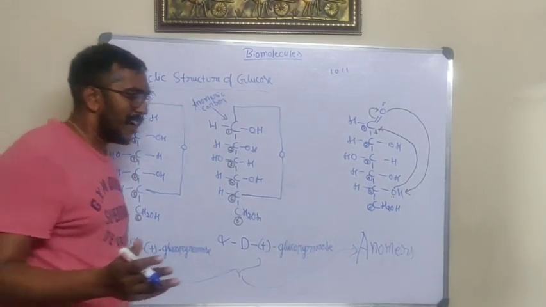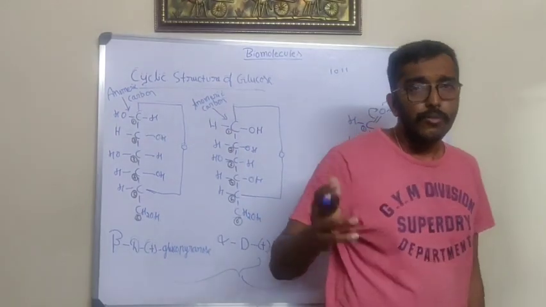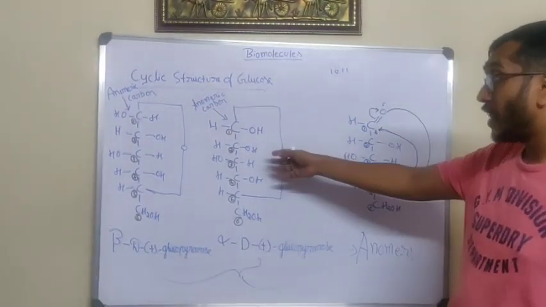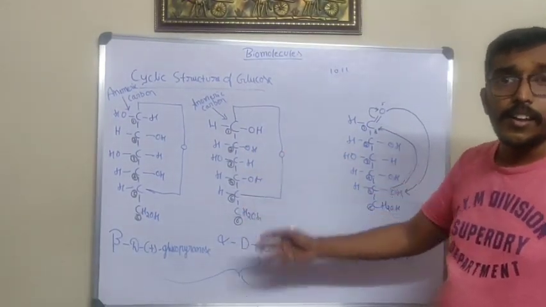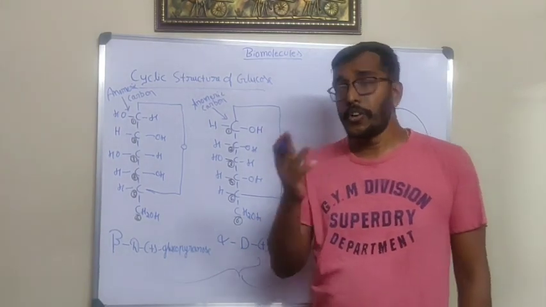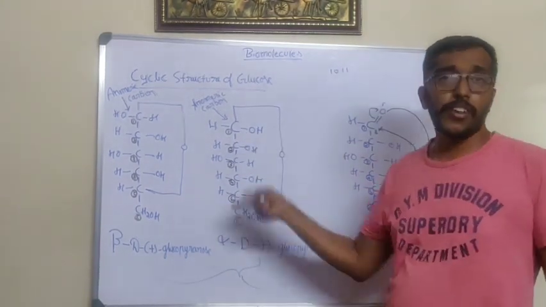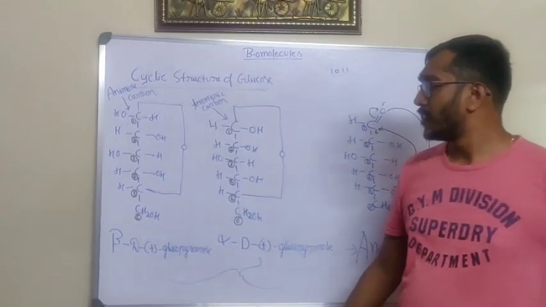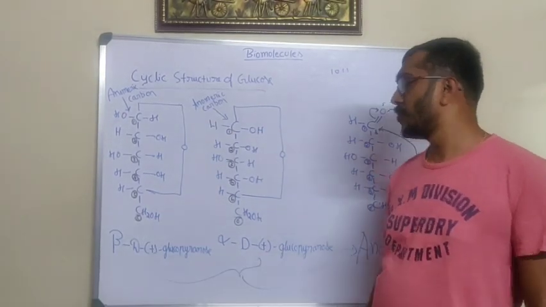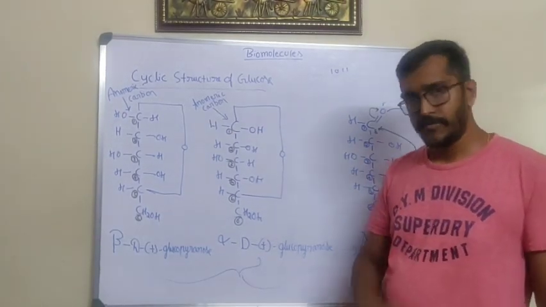So you may get a question: write the alpha D glucopyranose structure. So you are going to write this one. If they ask you for beta D glucopyranose, what will you do? Only the carbon 1 position you are going to change here. That's it. So this is the beta D glucopyranose structure. Clear?